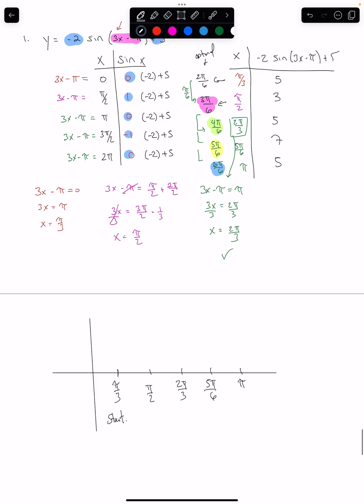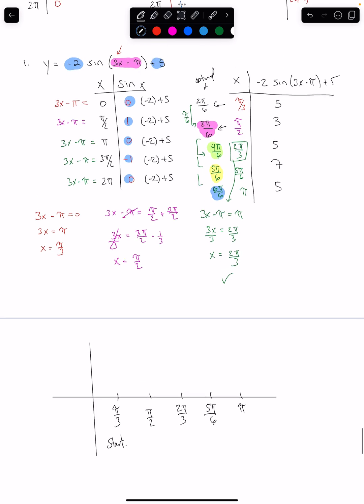Okay, I'm going to consider my y values are 5, 3, 5, 7, 5. So 1, 2, 3, 4, 5, 6, 7. My midline is 5. 1, 2, 3, 4, 5. So there's my midline. And remember, because it's sine, it starts on the midline. So I'm going to start on the midline. So pi over 3, 5. That's my start.